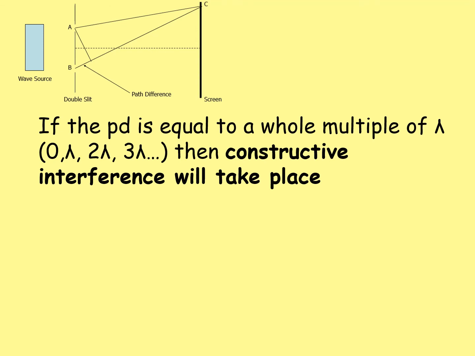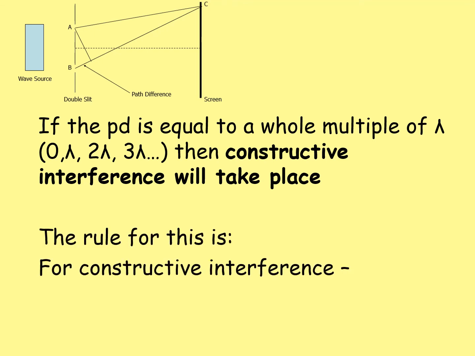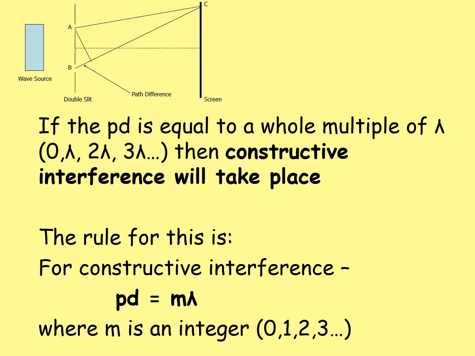Once the path difference has been calculated, it can be compared to the wavelength of the waves. If the path difference is equal to a whole number multiple of lambda, that is, no path difference, lambda, 2 lambda, 3 lambda, then constructive interference will take place, because the path difference is such that the peaks of the waves will match up. They will be in phase. The rule for this is for constructive interference, path difference is equal to m lambda, where m is an integer, 0, 1, 2, 3, etc.